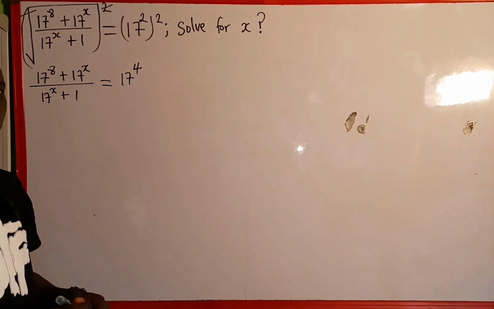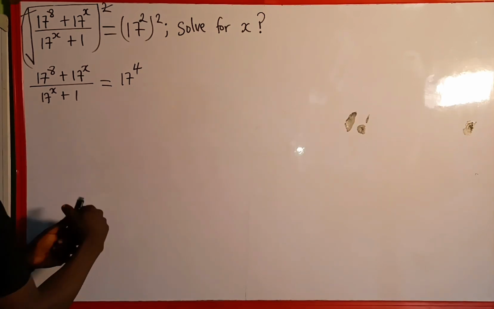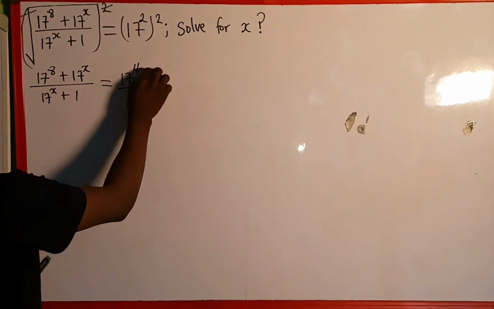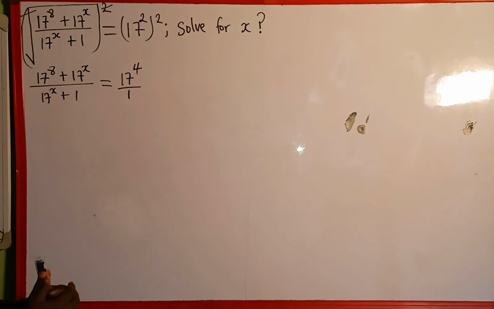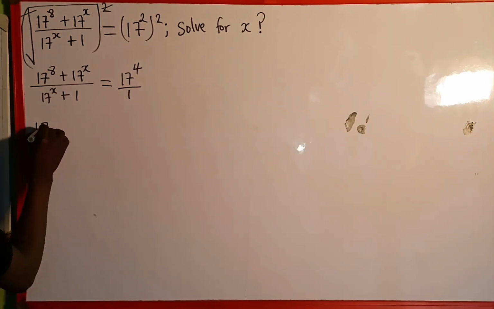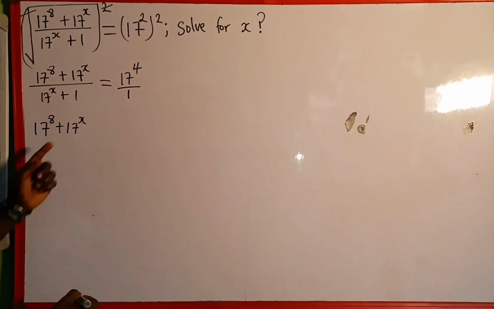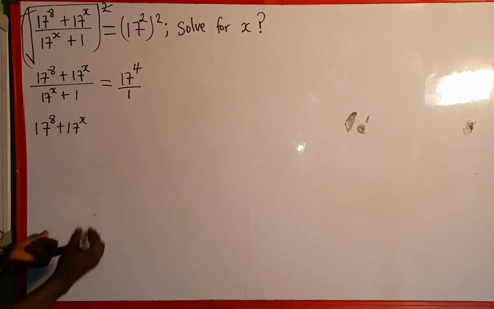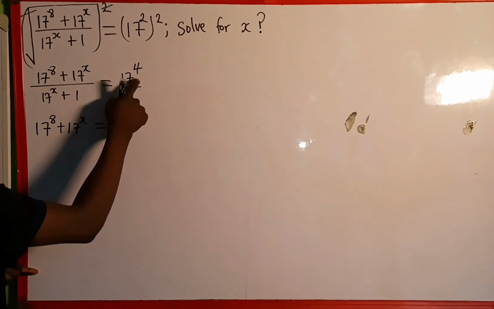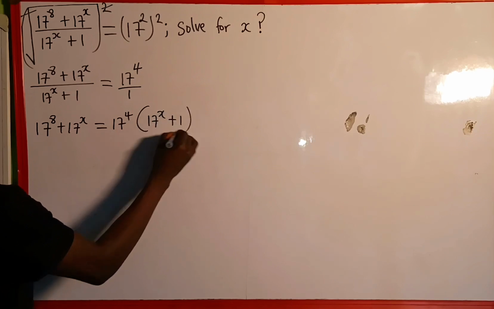Now the next step we are going to do is to cross multiply. To convert this right hand side into fraction form, we can just divide it by 1, because anything we divide by 1 is the same as that thing. So now we are going to cross multiply. 1 multiplied by the whole of this is the same as what? 17^8 + 17^x, because 1 multiplied by anything is the same as that thing, which is equal to 17^4 multiplied by 17^(x+1).